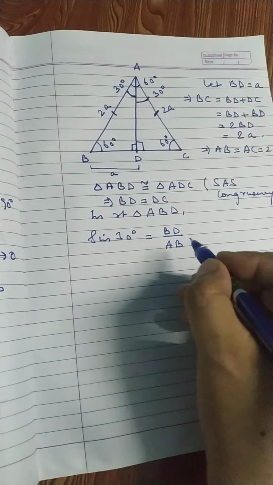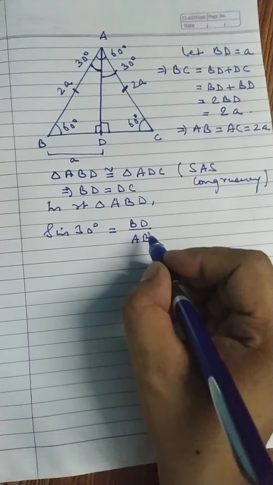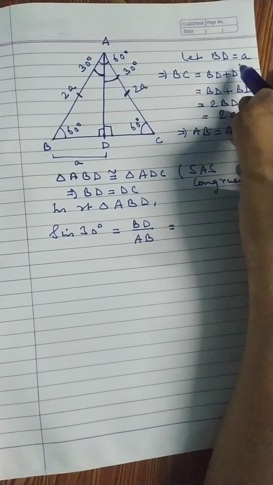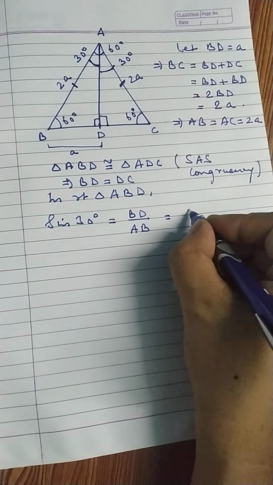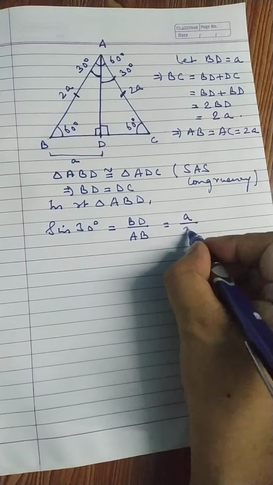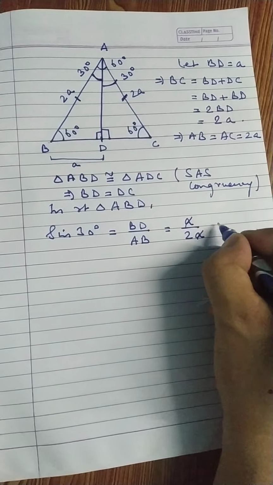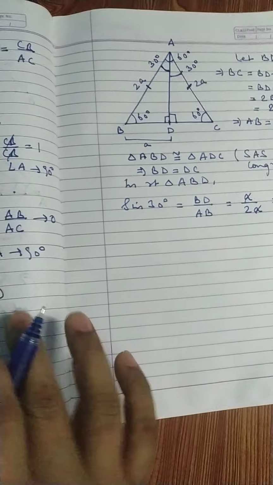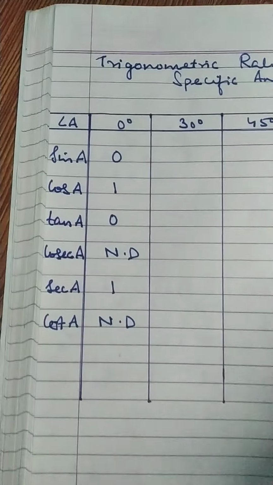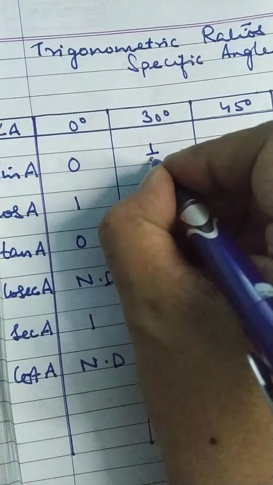So in sine 30 we have BD as A and AB as twice A. So sine 30 is equal to 1 by 2.